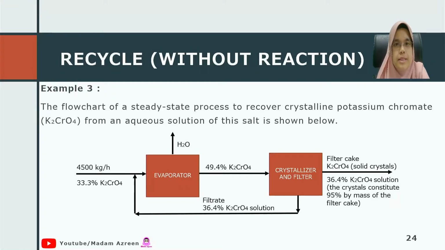Okay, let us see the next example whereby we have a recycle without a reaction. In this example, there are two units of equipment, which is the evaporator and a combination of crystallizer and filter. And there's no reaction here.